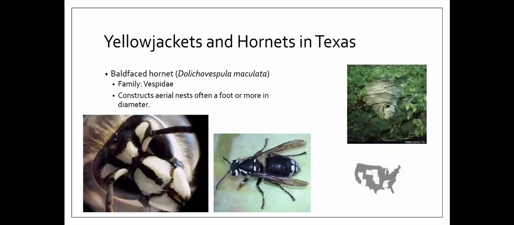The bald-faced hornet, species name Dolichovespula maculata, is classified under the family Vespidae. It is not a true hornet, rather it is considered a yellow jacket. It will construct aerial nests that are often a foot or more in diameter. A distinguishing characteristic of this wasp is the white markings on its face. The thorax and abdomen also have distinct white markings that are also a good indicator. They are considered beneficial insects since they have the potential to reduce the presence of other unwanted species such as other yellow jackets. They are also great pollinators while they are out foraging for nectar.